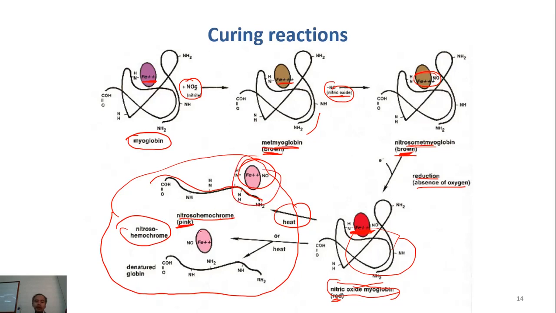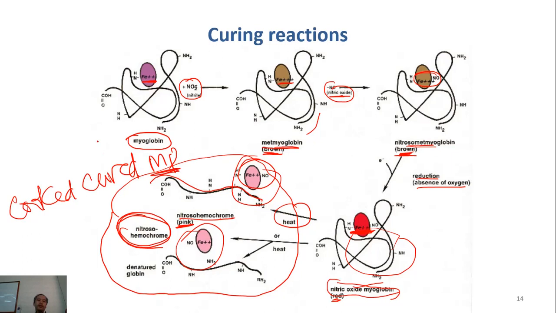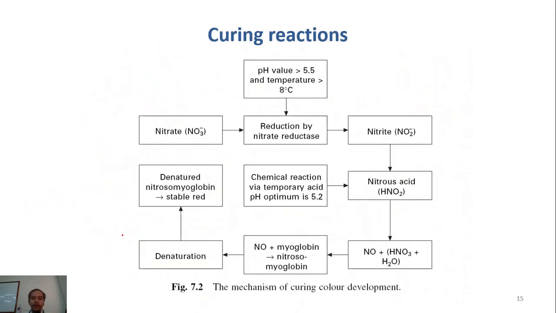Okay, it can be here, it can be here. But you remember this name, nitrosohemochrome. This is the component responsible for the pink color of cooked cured meat product, cured with nitrite. Cooked means heated. You add nitrite, and this is the component responsible for the color. This is also a more or less similar explanation of how it changes into the stable red or stable pink color. Some books say pink, some other books say red, no problem.